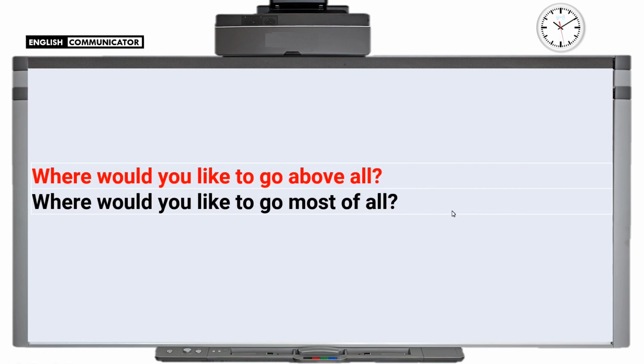Next sentence. Where would you like to go above all? Wrong. Where would you like to go most of all? What's the difference? Read the right sentence again and that makes sense. Where would you like to go most of all? Not above all. Most of all, most of situations, most of ideas, but not above all. I repeat again the sentence: where would you like to go most of all?